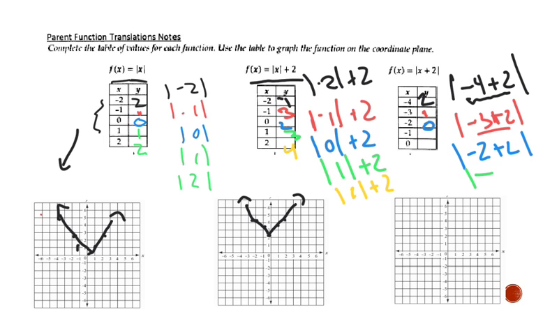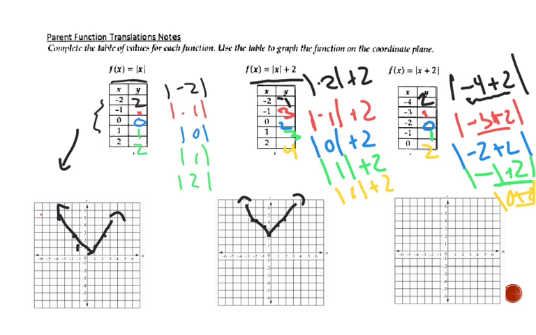Then we'll have the absolute value of -1 plus 2. So inside, -1 plus 2 is 1. Absolute value of that is still 1. And then the last one, absolute value of 0 plus 2. So 0 plus 2 is 2. The absolute value of that is still 2.